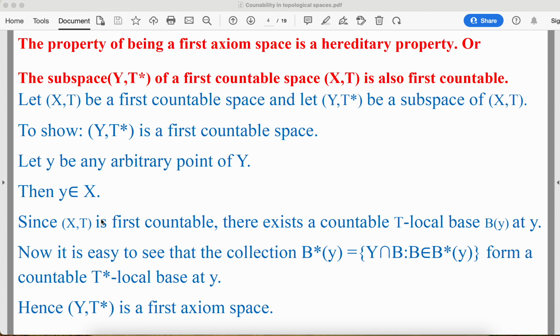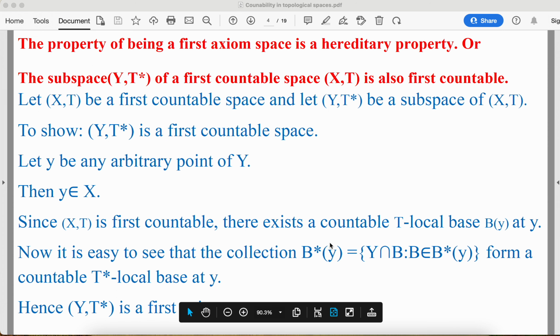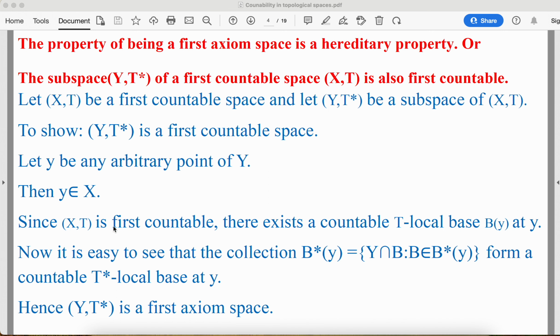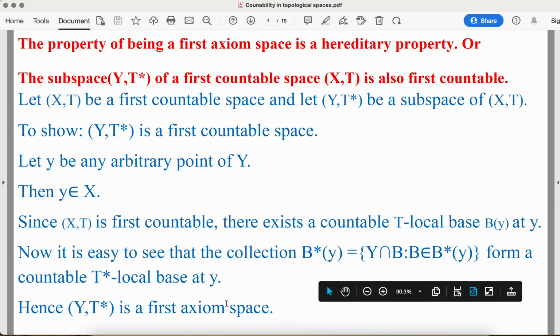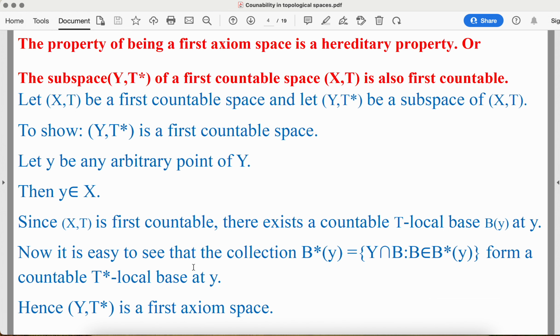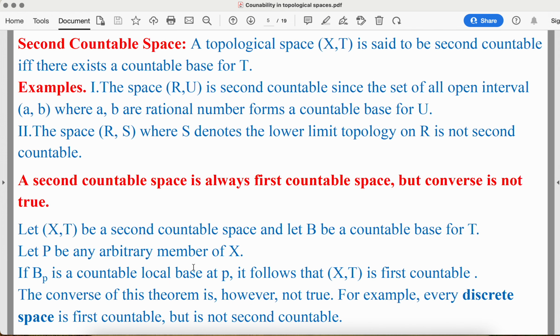Since (X, T) is first countable, there exists a countable T-local base B_y at y. Now it is easy to see that the collection B*_y, which is nothing but Y intersection B, where B belongs to B_y, forms a T*-local base at y. T* is the topology on set Y. It means the set (Y, T*) is also a first countable space, or we say that it is a first axiom space. So the subspace of a first countable space is also first countable, or first axiom space is a hereditary property.